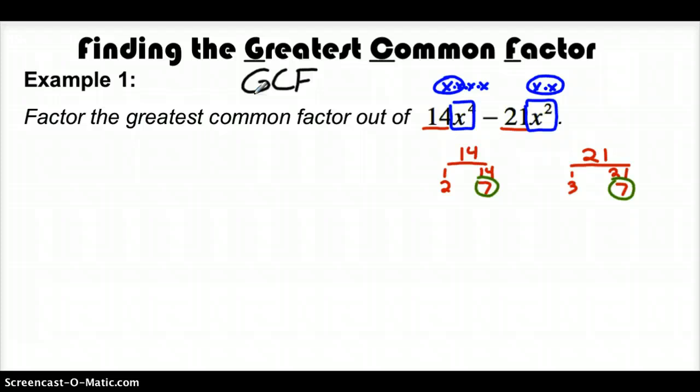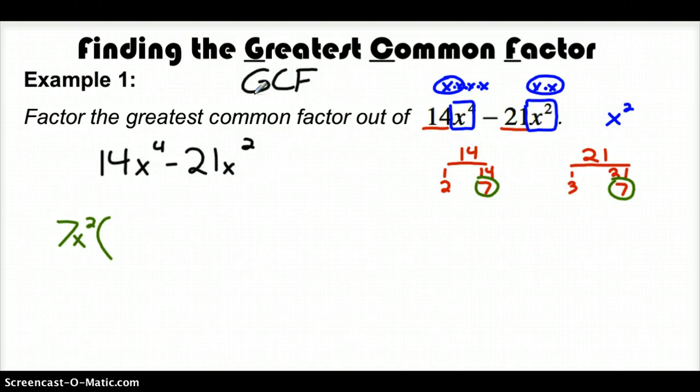When we actually write out this problem again, I'm going to rewrite it so I have a little bit more room to work with: 14x to the fourth minus 21x squared. Now we decided that we're going to take out a 7, and we're also going to take out an x squared because they each have 2 x's in common. Here's how this is going to work. I'm going to write this in green: 7x squared, and then a parentheses. We're always going to write out what's left over inside of the parentheses. To figure out what goes in the parentheses, we're just going to divide these numbers by 7x squared, and we'll divide this by 7x squared.